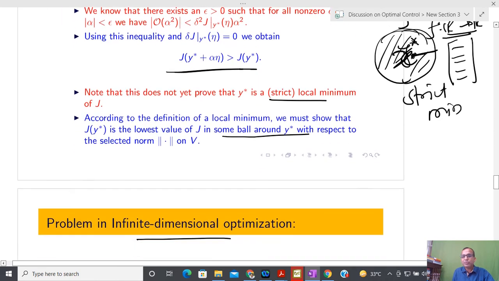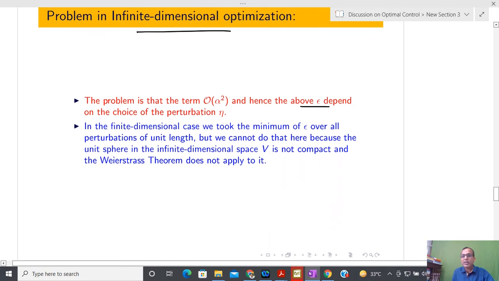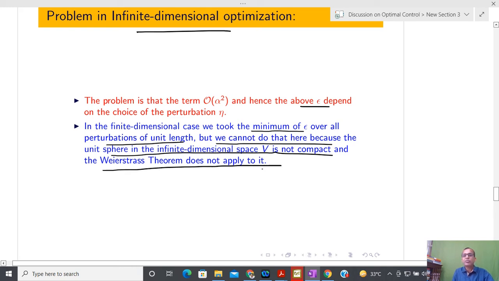Now, because I have to show that whatever minima contain the lowest value, in the finite dimensional case we took the minimum of epsilon over all perturbations of unit length. But we cannot do that here because the sphere in infinite dimensional V is not compact and the Weierstrass theorem doesn't apply. So if I take the unit length sphere and vary the perturbation in this region, I can take the minimum value of epsilon, which will talk about the strict minima in the case of finite dimension.